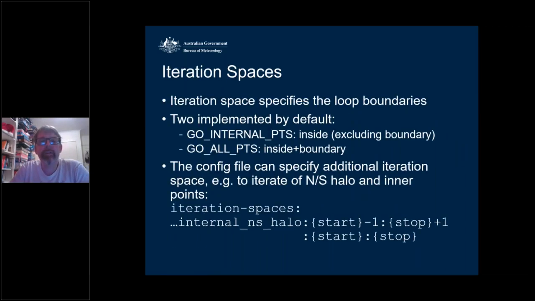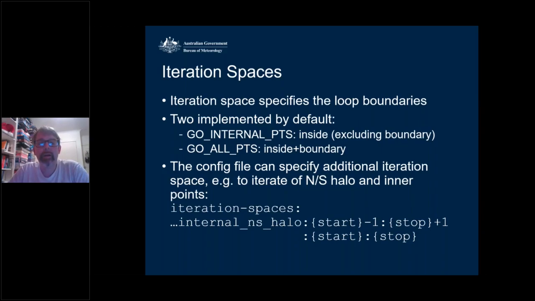Now for iteration spaces, 2 interesting things. The iteration spaces specify the loop boundaries that PSyclone will be using to create the loops for you. There are 2 implemented by default. The go internal points is basically the inside points of a field, excluding the boundary, and then go all points, that's inside plus the boundary region around it. Now, my application was really a bit special. I needed some additional iteration spaces. So for example, I needed 1 iteration space that would handle all the inner points and the north and south boundary, but not west-east. And similar, I had one as well.